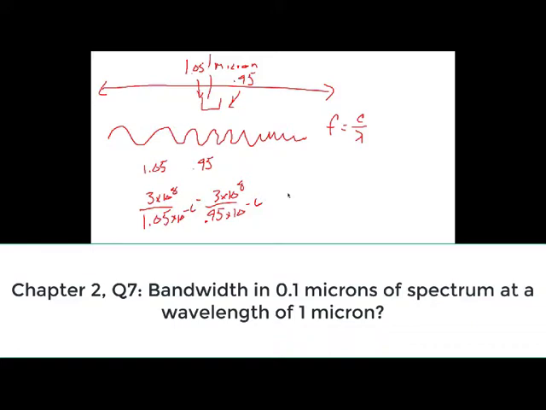So when you do that, you work out the math, you end up with 3 over 0.95 minus 3 over 1.05, and that's all times 10 to the 14th, right? This bandwidth is roughly 30,000 gigahertz.